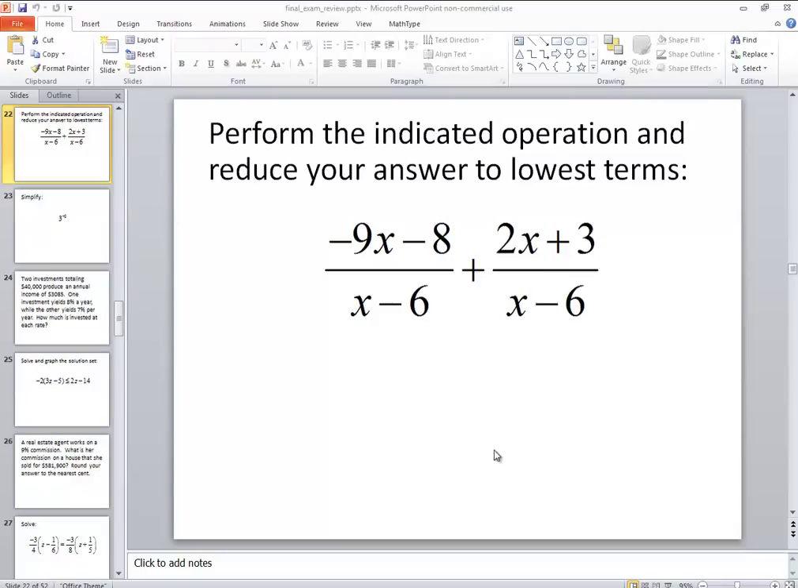In this problem, we want to perform the indicated operation and reduce your answer to the lowest terms. Now, this is adding/subtracting rational expressions. The reason it's a rational expression is you've got a single fraction with variables in the denominator. You can actually have them up on top also. But specifically, what identifies a rational expression for this class is just a single fraction with a variable in the denominator.